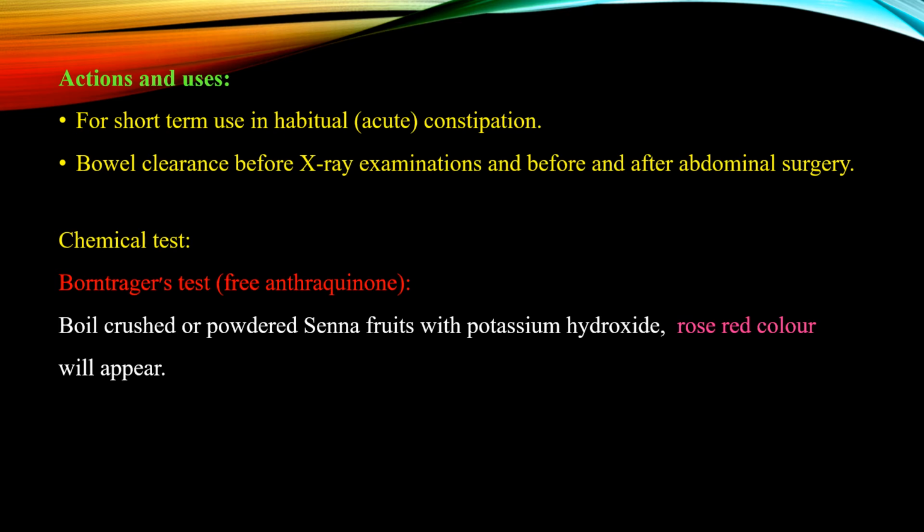The chemical test of Senna, due to the presence of anthraquinone, is the Borntrager test. The crushed powder is boiled with water or extracted with aqueous alcohol, producing a red or rose red color on addition of potassium hydroxide.